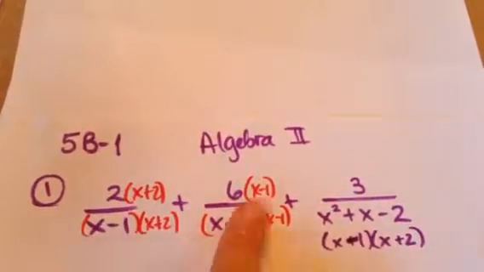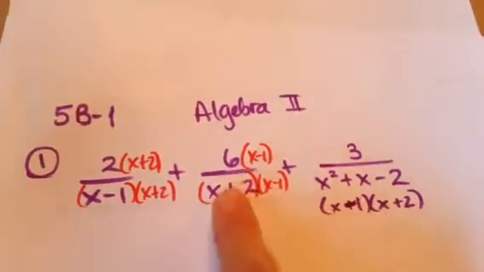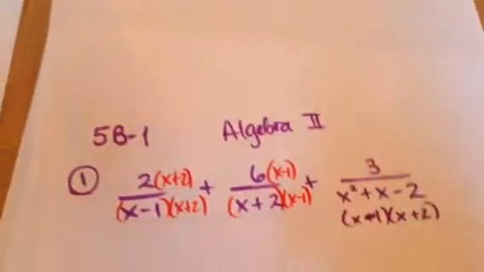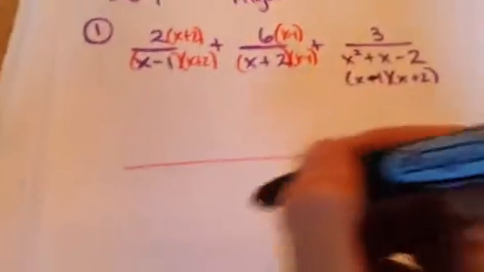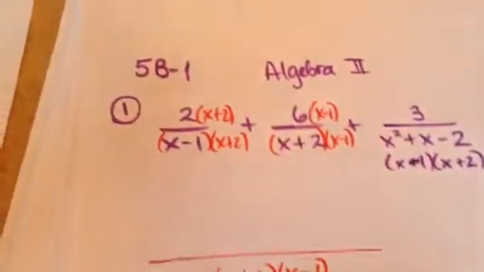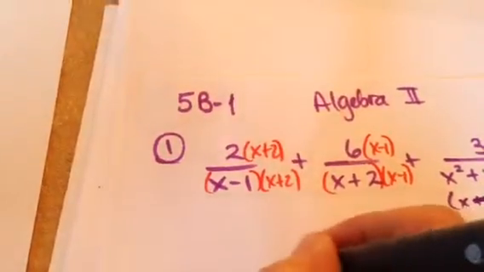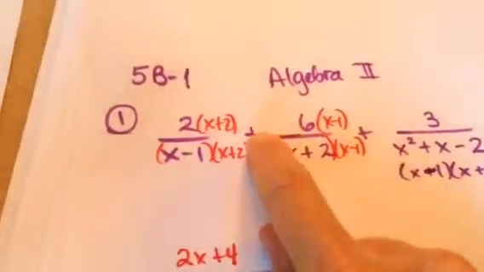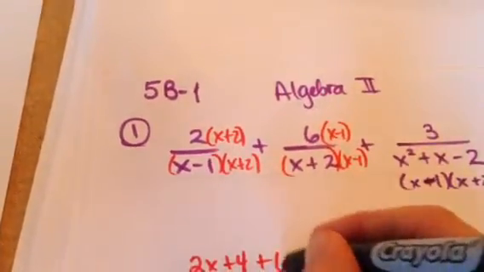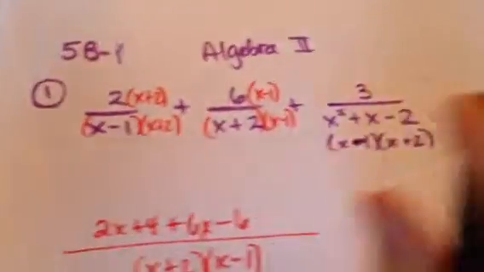So notice I have 3 fractions. They all have the same denominator. They have an x plus 2, and they have an x minus 1. So now I can write this as one big ugly fraction with this common denominator, like this. Now right here, you're going to need to distribute. So you've got 2x plus 4. Here, it's a positive 6, so you're going to get a positive 6x. And then 6 times a -1 is -6.